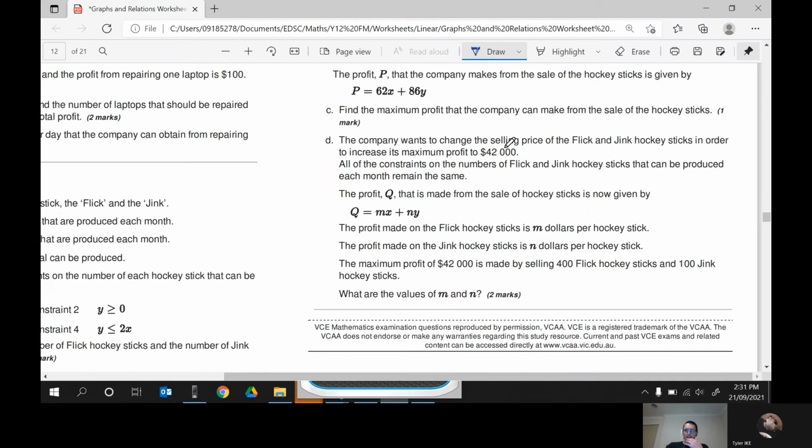We'll go to this Flick one. So Flick and Jink, hockey sticks, in order to increase the maximum profit to 42. They want to change the selling price to increase its maximum profit to 42. All the constraints remain the same. The profit is made from the hockey sticks, now given by that. The maximum profit is made by selling 400 and 100 Jink sticks. So it tells us where it is. Find the value of M and N.